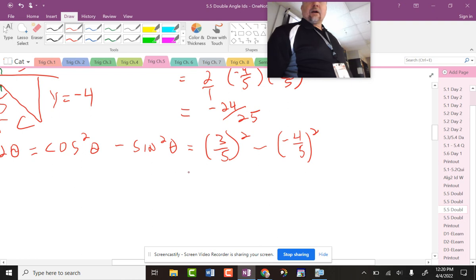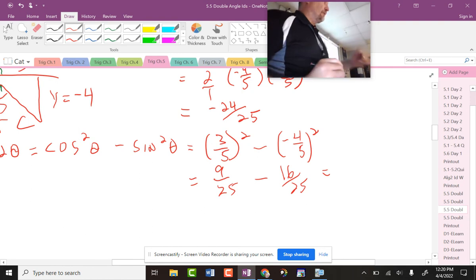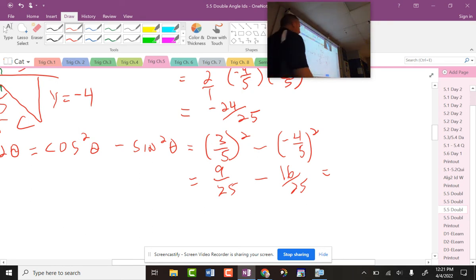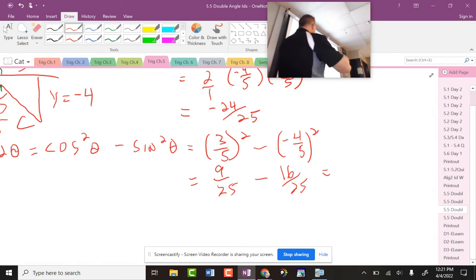I think I'm going to run out of, yeah, and then what's 3/5 squared? Sorry, I messed myself up. So it's 9 over 25 minus 16 over 25. This ended up being a little bit easier than last hour. Last hour we had to do some common denominators with the 1. What's the final answer?